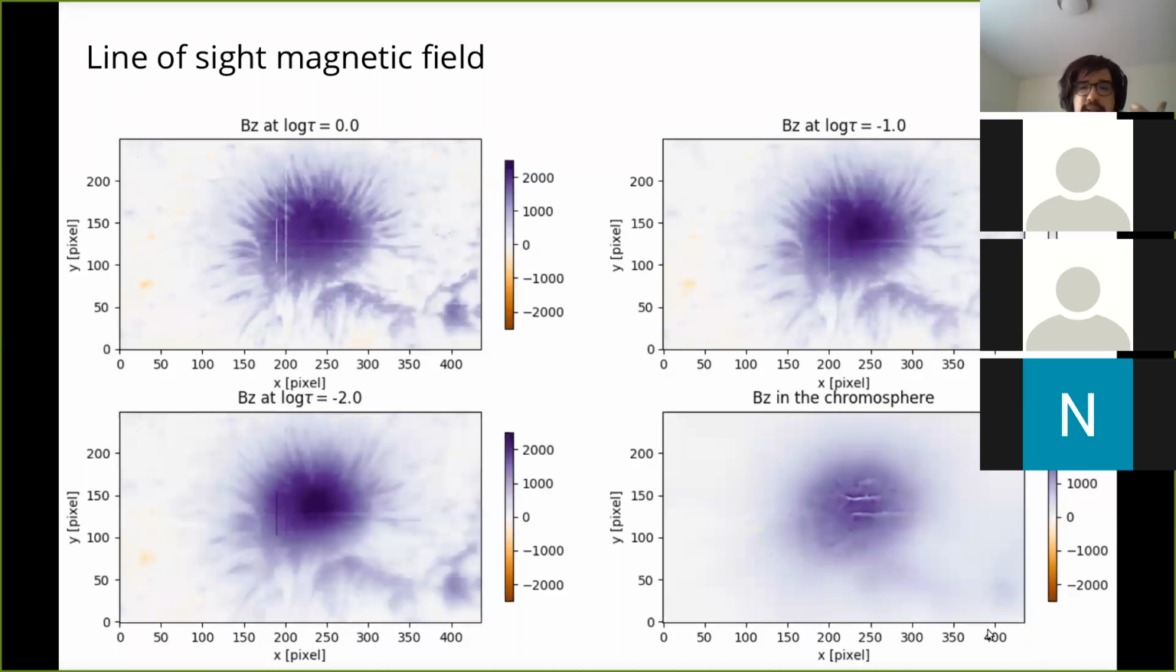Some things here make sense, like for example, you can see that the magnetic field at log tau equals 0 is much sharper and more well-defined than the magnetic field at -2. But for example, at the very core of the sunspot, we have some strong magnetic fields here that are stronger than in the deeper layers. So I don't fully understand why that is. So we need to work more on this. I mean, I need to work more on this to make more sense. But these are very cool things to observe and very cool things to work with. So if you're interested, we can talk and do something together.